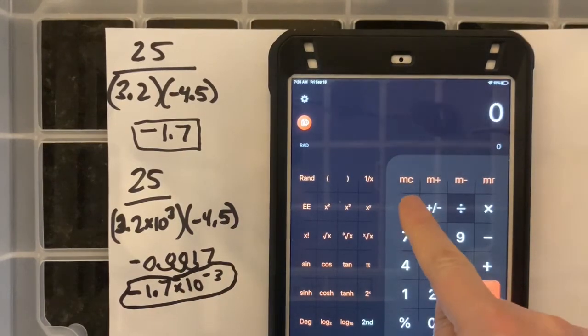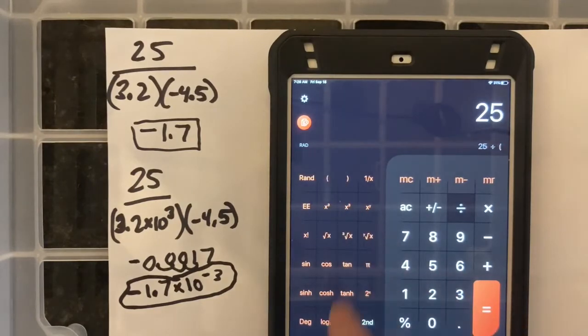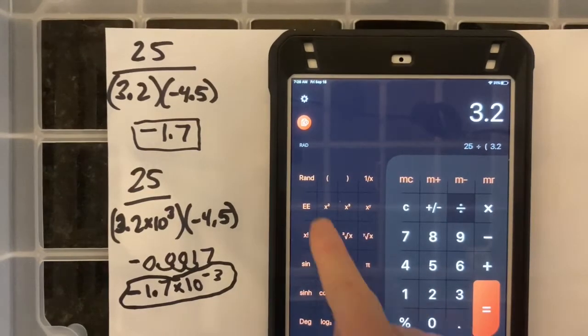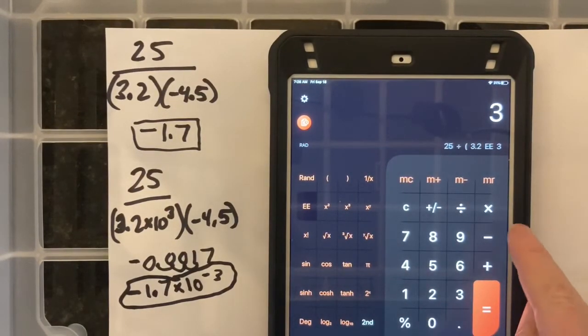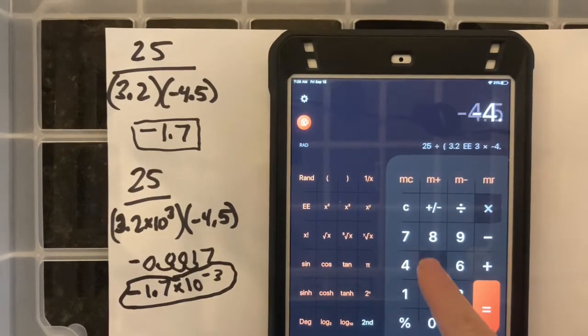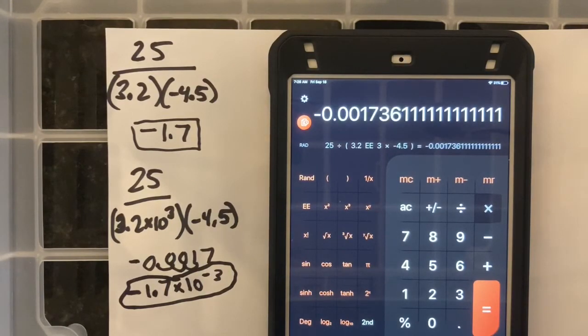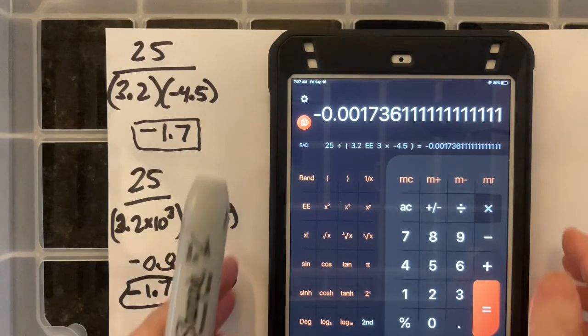And try it with the other method. 25 divided by the quantity of 3.2 e to the 3 times negative 4.5 and quantity equals. And I get that same answer both ways. Okay, but you have to go slow. If you have multiple things, use parentheses. If you want to do it separately, you break the problem down into its separate components.